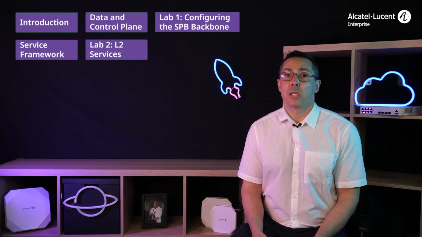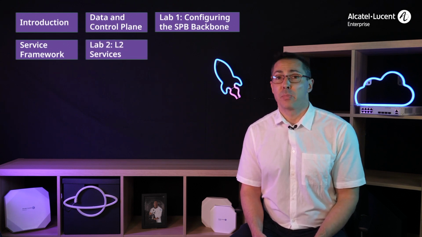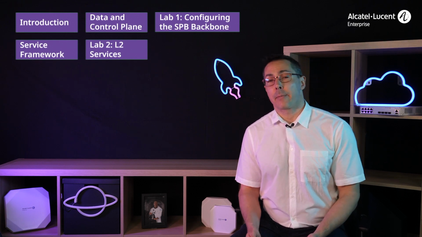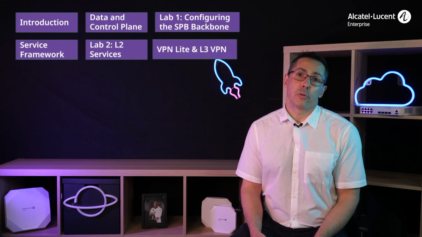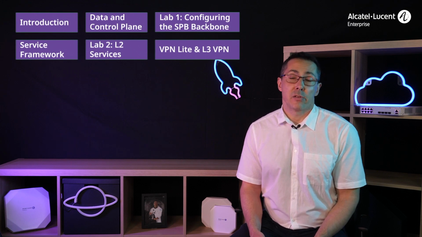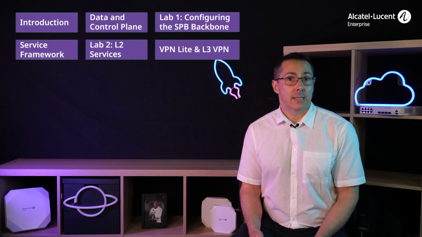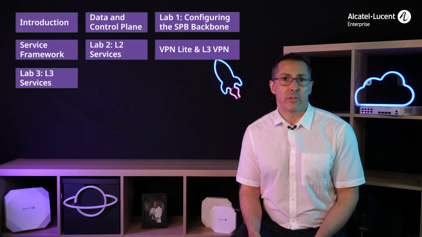Part 5 is another lab in which we will see how to configure Layer 2 SPB services using the CLI and also from OmniVista. In part 6, we will introduce L3 services, VPN Lite and Layer 3 VPN. And in part 7, we will create a Layer 3 VPN.